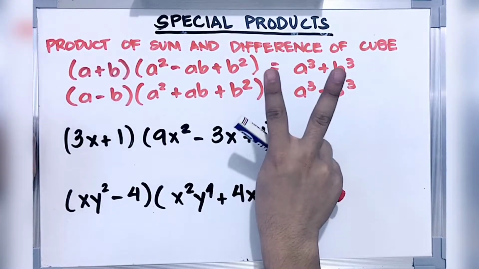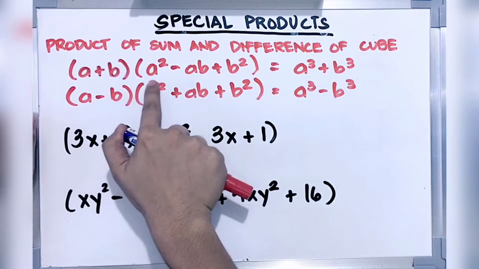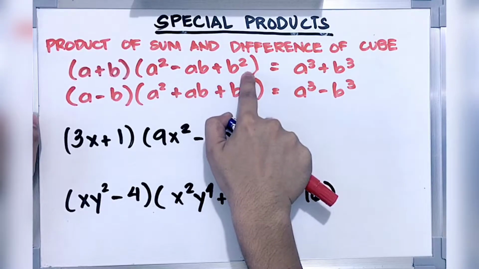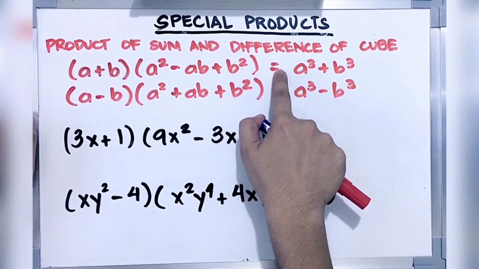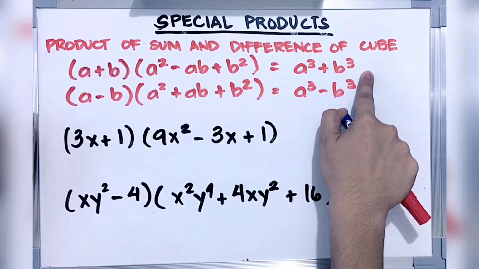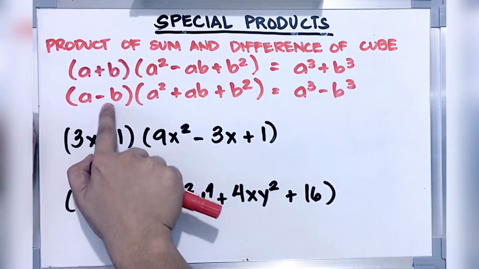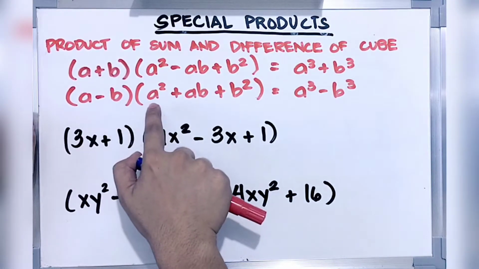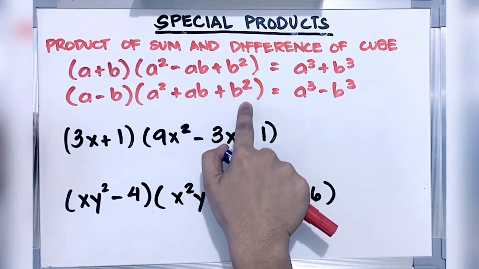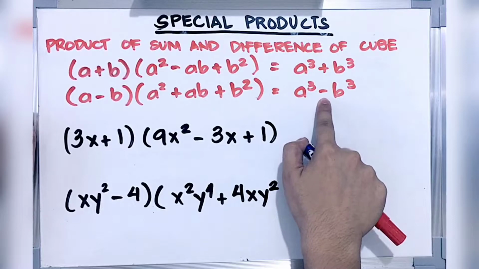So, may dalawa tayong general formula. Isang (a plus b) times (a squared minus ab plus b squared), at equal siya sa a cube plus b cube. And yung ating second formula is (a minus b) times (a squared plus ab plus b squared) is equal to a cube minus b cube.